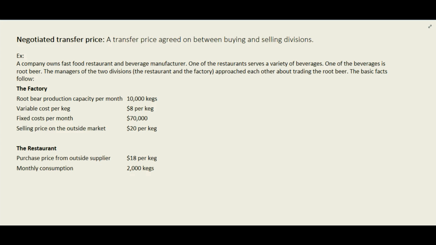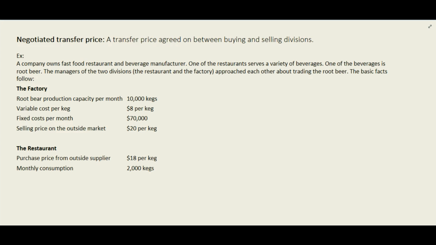In the factory, root beer production capacity per month is 10,000 kegs. Variable cost per keg is $8. Fixed cost per month is $70,000. Selling price on the outside market is $20. And for the restaurant, purchase price from an outside supplier is $18. And the monthly consumption is 2,000 kegs.